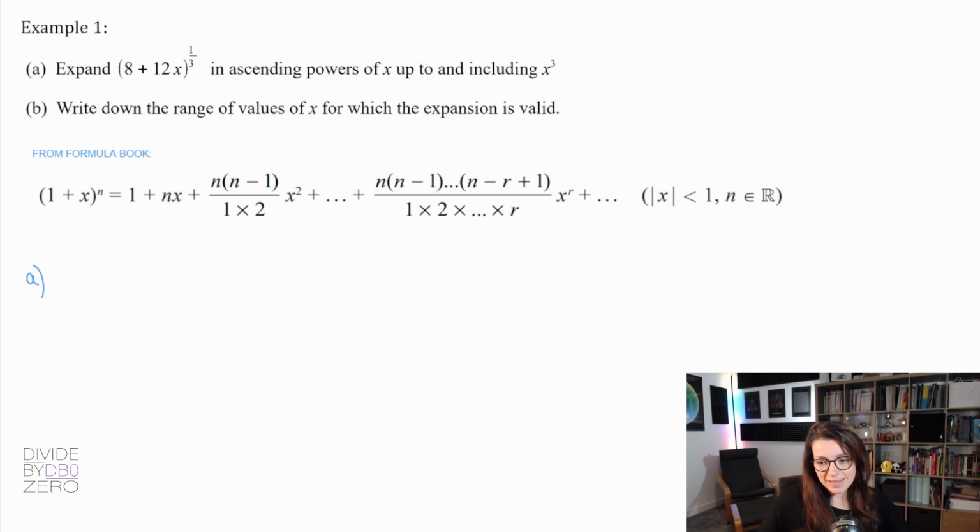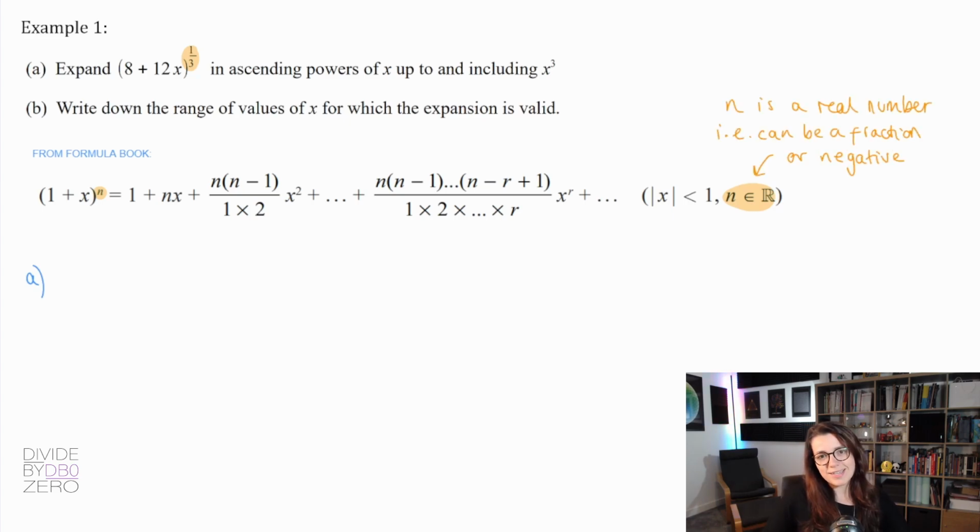The big clue that we want to use this specific formula is the fact that the power of n is actually 1/3. And if you notice here, it says n is a real number in order to use that formula. Because n is a real number, it can be a fraction or it can be negative.